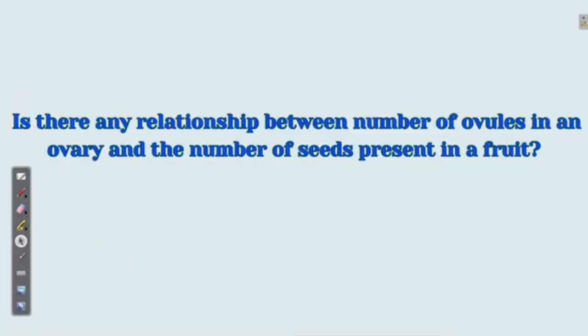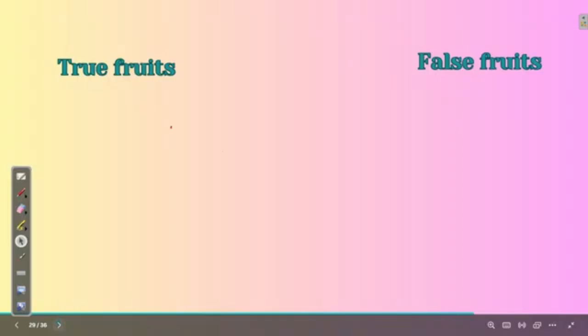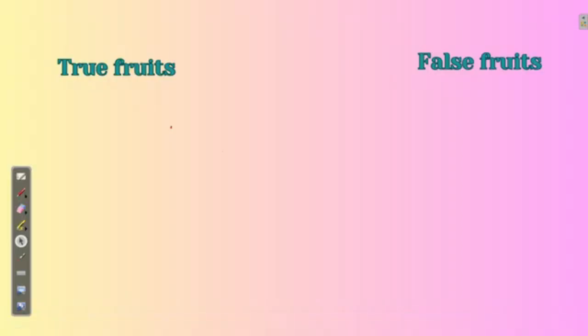Do you think there is any relationship between the number of ovules in an ovary and the number of seeds present in a fruit? Yes, there is. As the number of ovules, so the number of seeds, because seeds are developed from the ovule. As the number of ovaries, so the number of fruits, because ovary develops into fruits. So there is a relationship between the number of ovules in an ovary and the number of seeds present in a fruit.